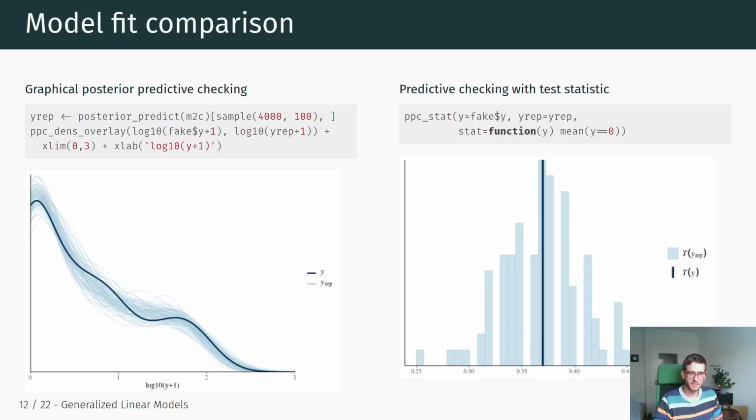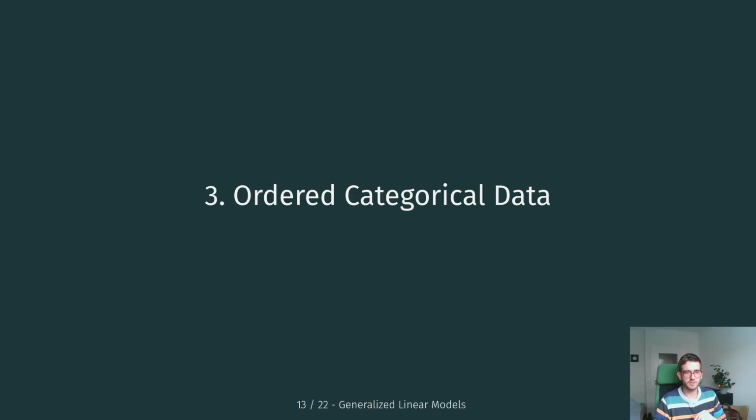But so much about count data. Again, we'll talk a little bit more about specific coding examples in the Q&A session, but I just wanted to give you a quick overview of the basic commands. In the next video, we're going to talk about ordered categorical data.